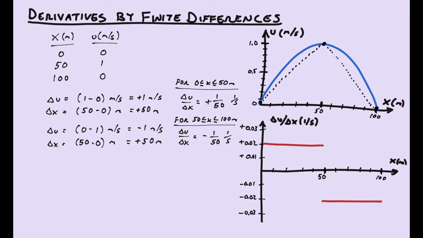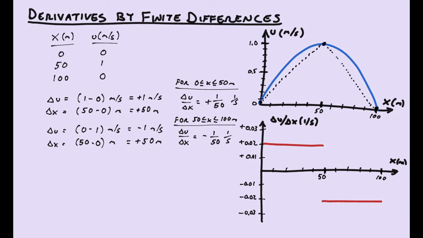So I have the 3 points listed here, x equals 0, x equals 50, and x equals 100, where u goes from 0 to 1 to 0 meters per second. The delta u between the first 2 points is positive 1 meter per second. The corresponding delta x is positive 50 meters. So if I divide delta u by delta x, I have positive 1 over 50, 1 over seconds. That's my finite difference approximation of the derivative.